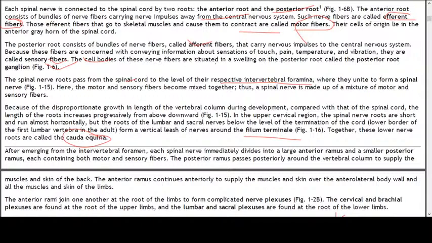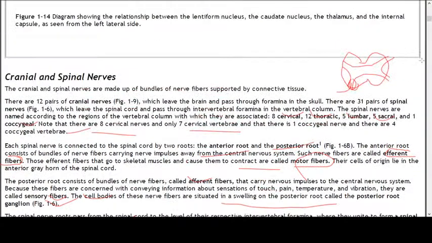Okay, the cell bodies of these nerves are in the swelling of the posterior root called the posterior root ganglion. Posterior root ganglion. Afferent fibers. Efferent fibers. Motor neurons. Right here.